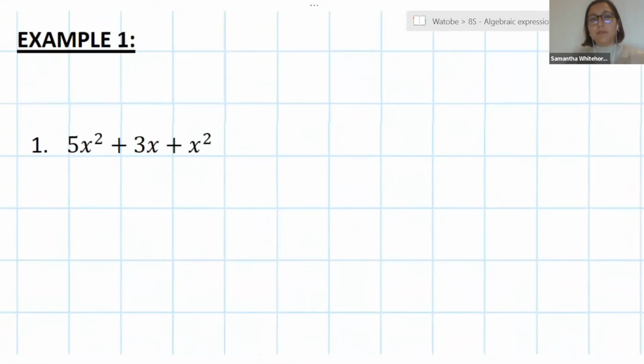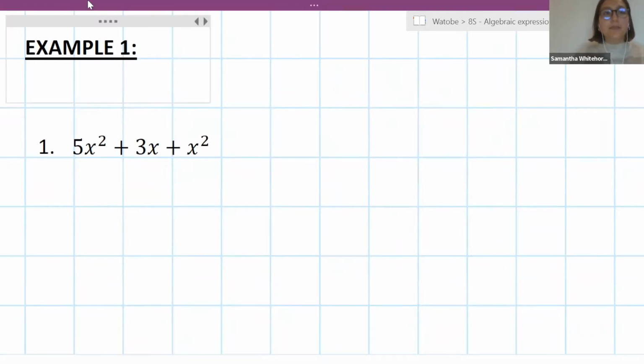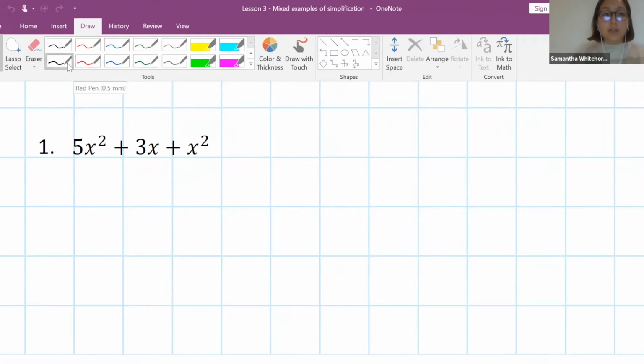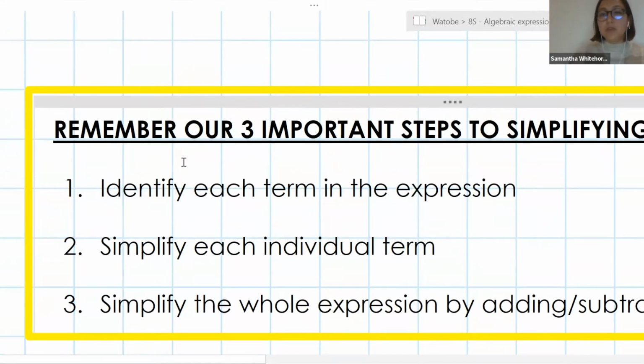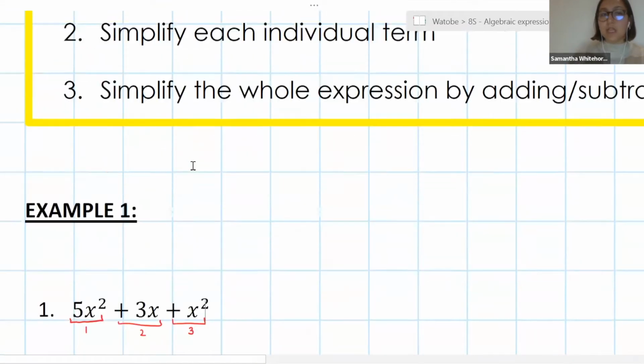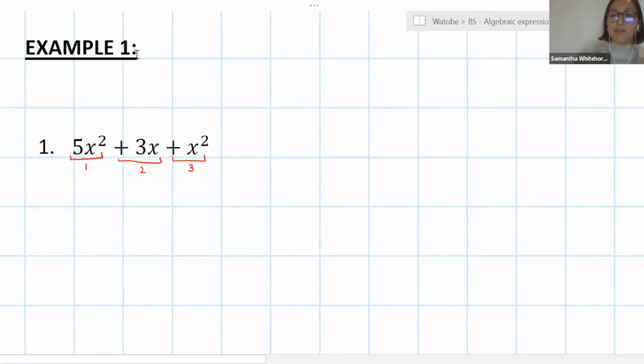I'm just going to make this bigger so we can all see. We've got 5x squared plus 3x plus x squared. Now, the first 2 steps actually we really don't need to stress too much about, but we're going to do them anyway so that we get into the habit. So identify my terms. Remember, a plus and a minus sign separates your terms. So I've got 3 terms in this expression. None of these terms can be simplified. So if I scroll back up here, step 2, I can't simplify the individual terms. They're as simple as they can get. So I can go straight on to step 3 and find my like terms.